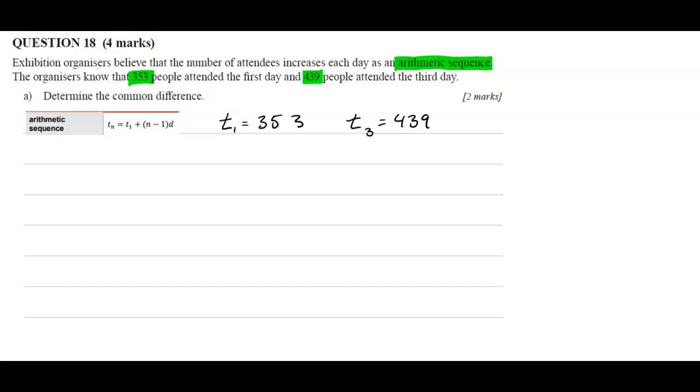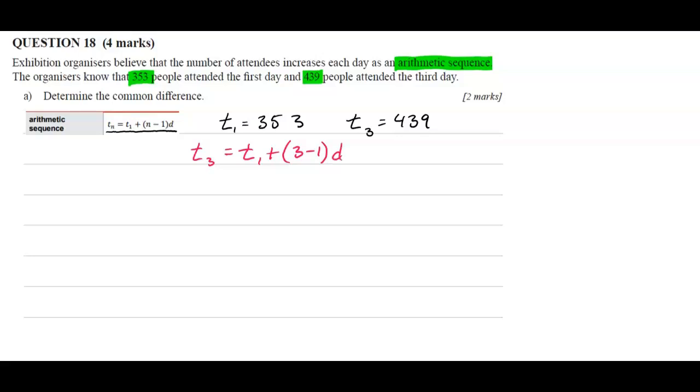So let's have a look at our formula here. Our formula states that Tn equals T1, our first term, plus n minus 1 d. Now we're trying to find what d, our common difference, is. So if I was to take the information I've got and substitute it into the formula, let's see what we get. So Tn, why don't we make that T3? So we know what our third term is. So we've got T3 is going to be equal to T1 plus n minus 1 d. Well, if we're using T3, this will be 3 minus 1, and that'll give me d.